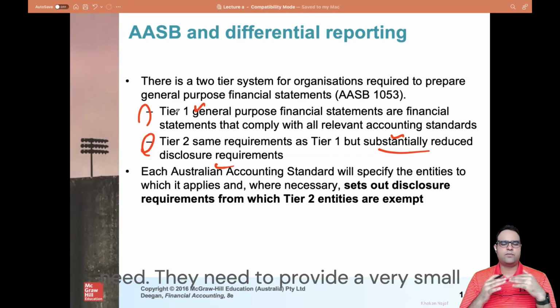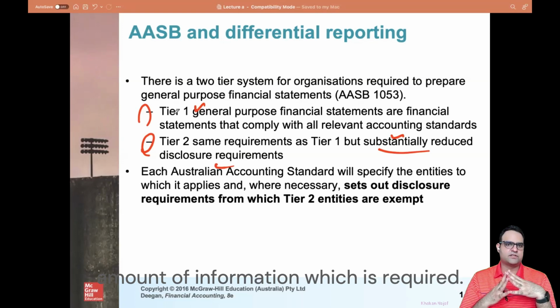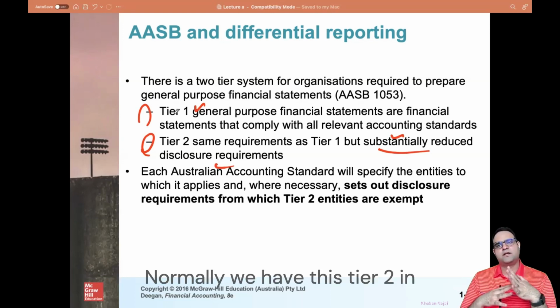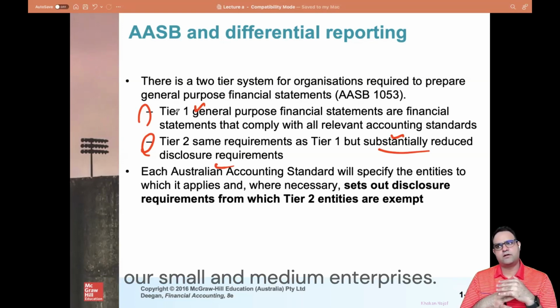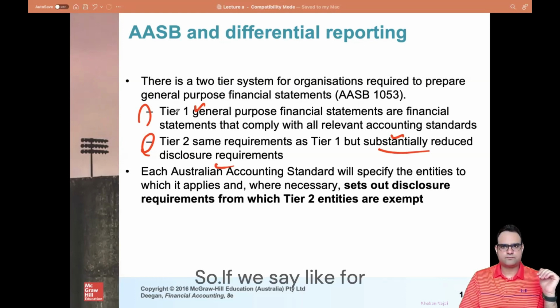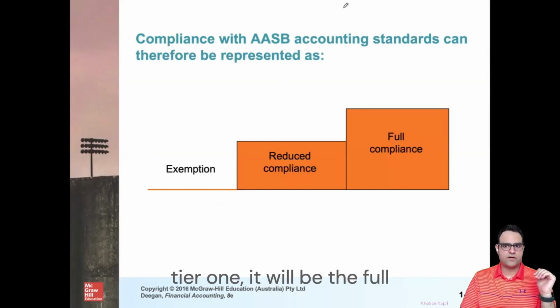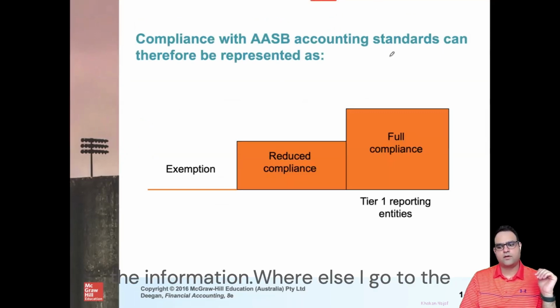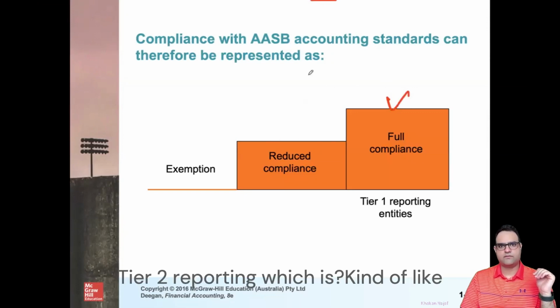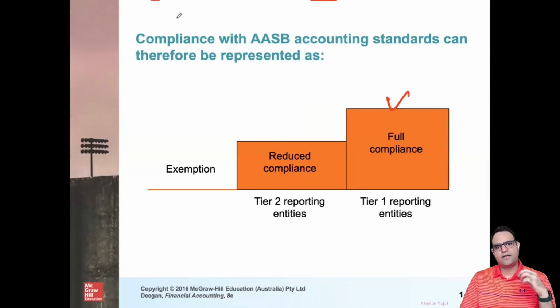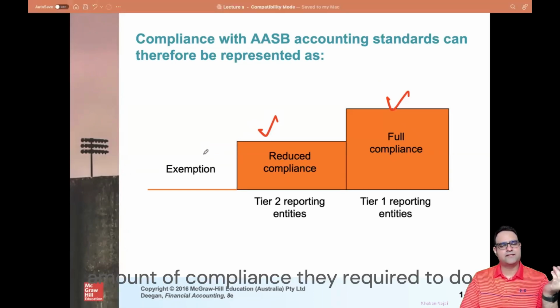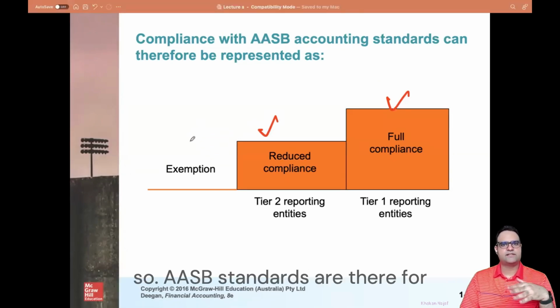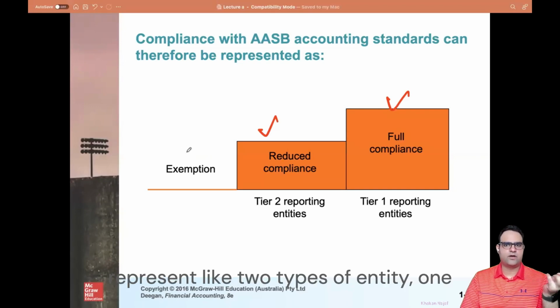They need to provide only a very small amount of the required information. Normally we have this tier two in our small and medium enterprises. For tier one, it will be full compliance, so they need to provide all the information. Whereas tier two reporting has a very limited amount of compliance they are required to do. So AASB standards therefore represent two types of entity.